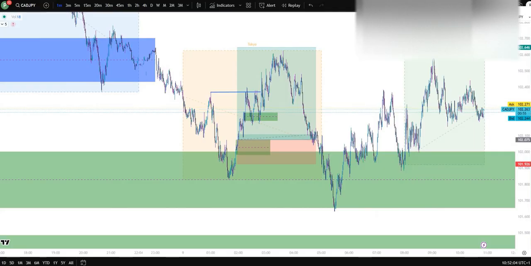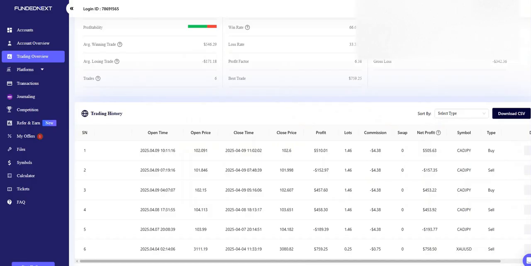Okay. Hello there, welcome back. Now, this is the next day, so we're currently doing the Asia session. Let's take a look at the trades that happened. The trade that was on CAD/JPY for a buy, that won. Okay, I won this trade on the FundedNext account.